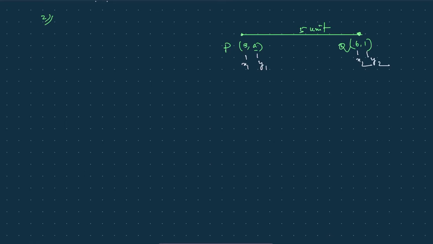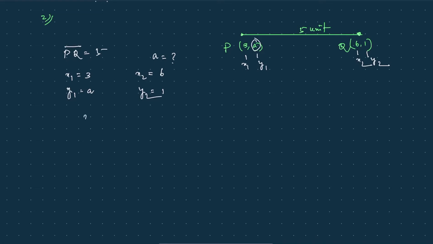Now, we know that the distance is already given as 5 units, so PQ is given as 5. We need to find the value of a for which the distance from P to Q is equal to 5 units. We know that formula. Again, let me write explicitly x1, y1, x2, y2. x1 is equal to 3 and y1 is equal to a, and x2 is equal to 6 and y2 is equal to 1 here. Now we know the distance formula again.